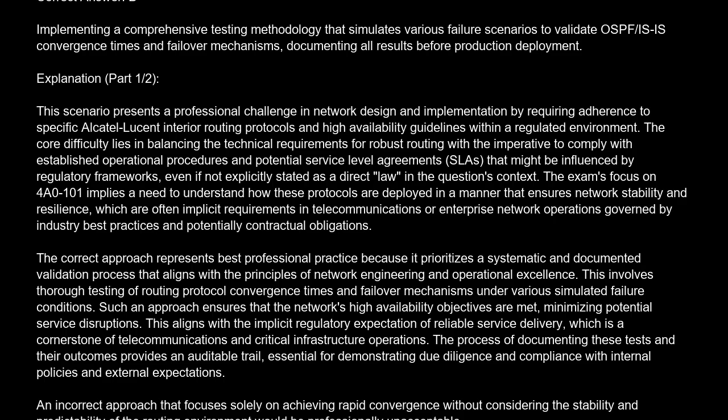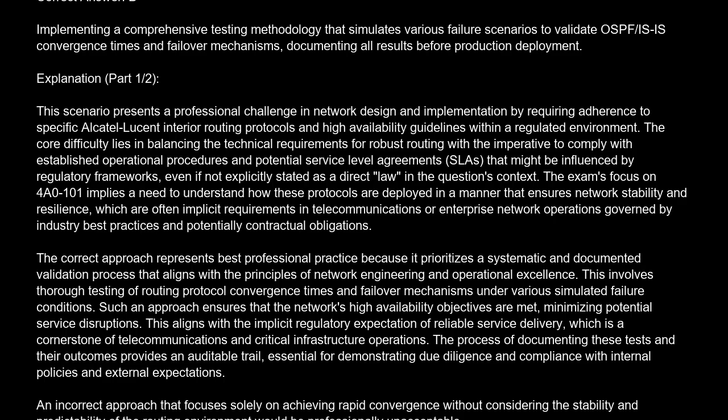This involves thorough testing of routing protocol convergence times and failover mechanisms under various simulated failure conditions. Such an approach ensures that the network's high availability objectives are met, minimizing potential service disruption. This aligns with the implicit regulatory expectation of reliable service delivery, which is a cornerstone of telecommunications and critical infrastructure operations. The process of documenting these tests and their outcomes provides an auditable trail, essential for demonstrating due diligence and compliance with internal policies and external expectations.